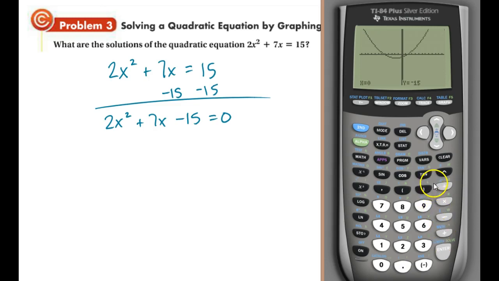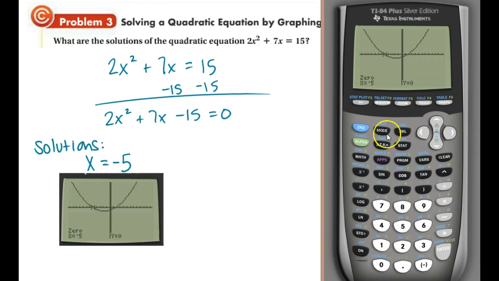Okay, so now I'm going to teach you how to use the 0 option in the calc category. So we've been here before, so go to second calc, and we've used the minimum and the maximum and the intersect before. Now we're going to be using the 0 button, which is number 2. So press enter, and we're actually going to have to do this twice. So left bound, which means it's going to be on the left side of the 0. So press enter, and then now go to the right side of that 0, press enter, and then guess. And you can see that our first 0 is at the coordinate point x equals negative 5, y equals 0.